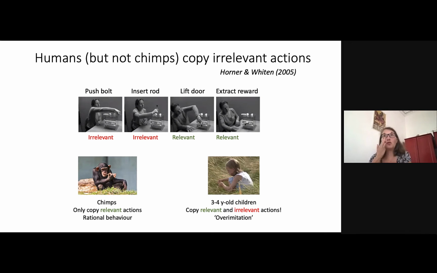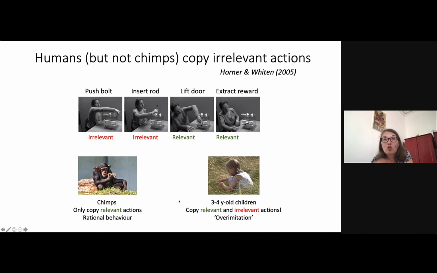Now, in 2005, Horner and Whiten made an extraordinary finding with respect to copying irrelevant actions. They ran an experiment where they presented chimps and human children with a sequence of actions like this in order to retrieve a reward. Some of the actions were irrelevant, or unnecessary for extracting the reward, and some were relevant or necessary. The chimps behaved in a logical, rational way, and when it was clear that an action was not necessary, they didn't copy. Why would they bother? However, the children copied many of the irrelevant actions.